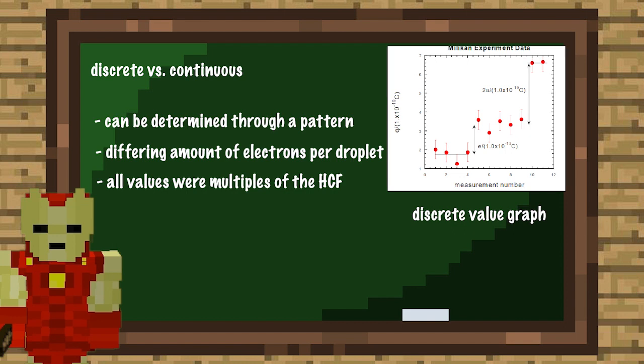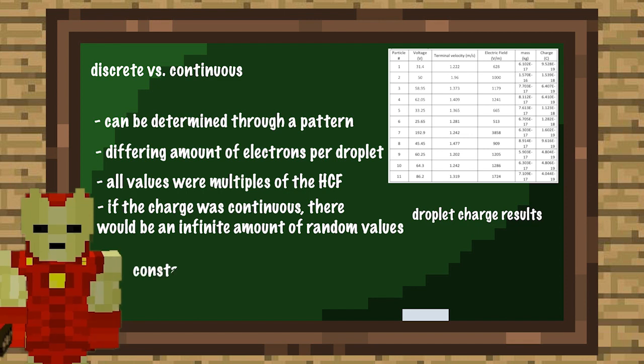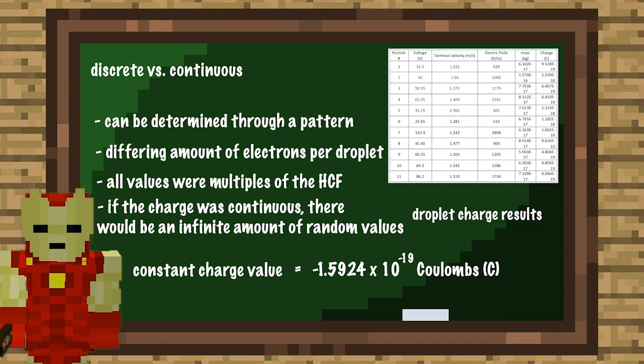If there was no pattern found, it would mean that the charge of an electron is continuous, where there will be an infinite amount of random results. By finding the highest common factor, Millikan found a constant charge value of 1.5924 times 10 to the power of negative 19 coulombs, hence determining that the charge of an electron is discrete.